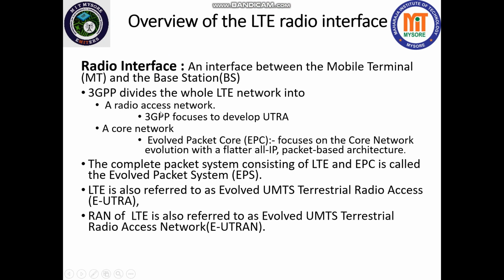This is the radio access network between the user equipment and the eNode B, and this is our internet and packet data transfer network, you can say. The complete packet system consisting of LTE and EPC is called Evolved Packet System or EPS. So both together we call it EPS. LTE is also referred to as Evolved UMTS Terrestrial Radio Access or EUTRA. RAN of LTE is also referred to as Evolved UMTS Terrestrial Radio Access Network or EUTRAN.